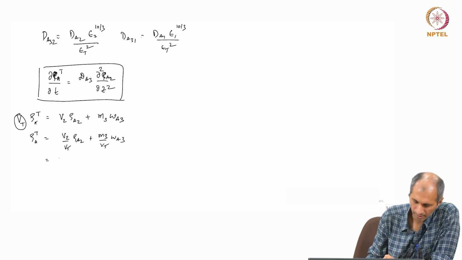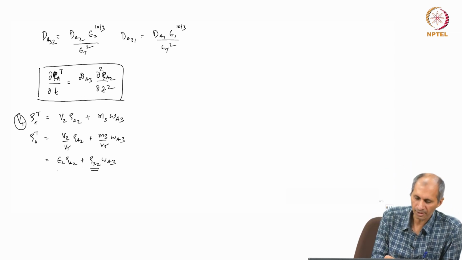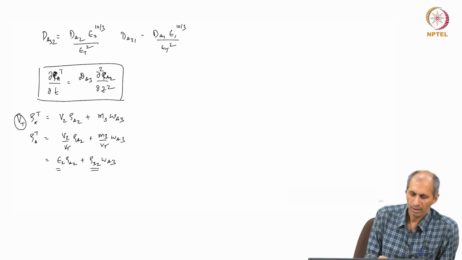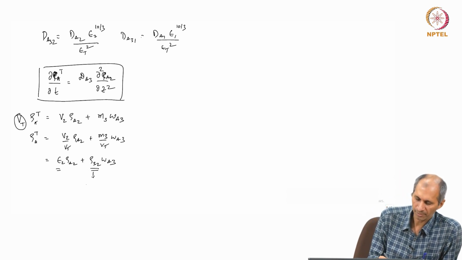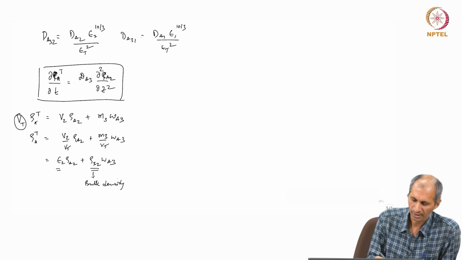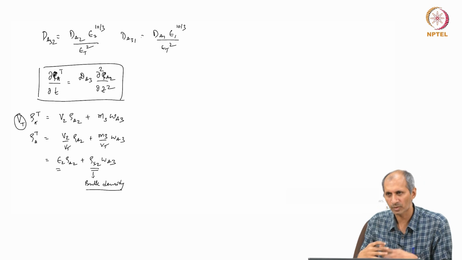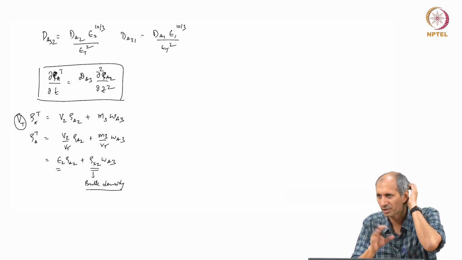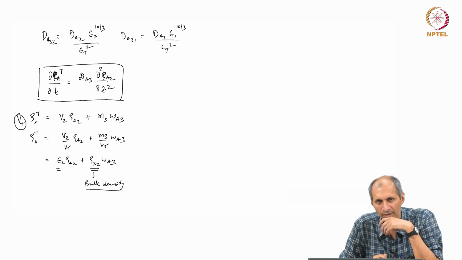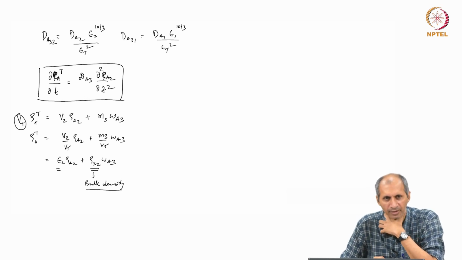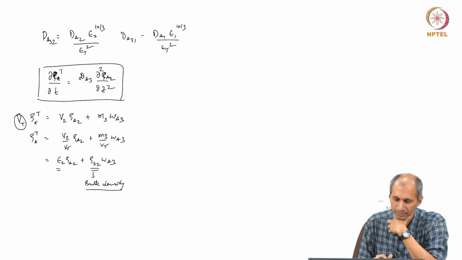This is epsilon 2 rho A2 plus rho 32. Epsilon is the porosity, and this term is what we call the bulk density. We have seen this in our first section. It is a representation of the solid fraction. If the bulk density is very high, the porosity of the liquid is low and the solid fraction is higher. It is a mass by total volume.